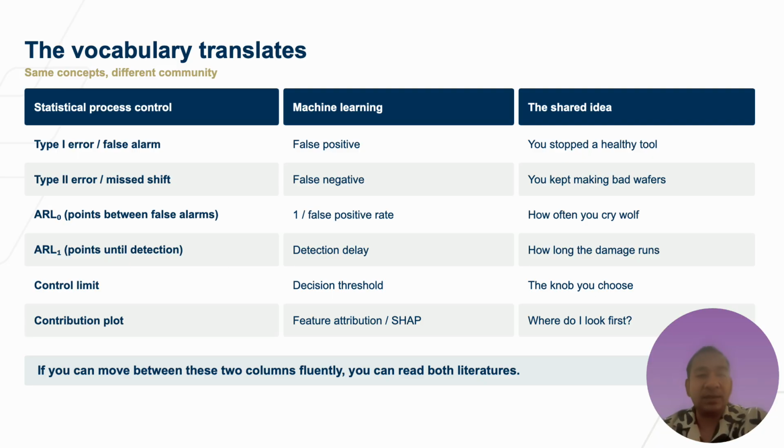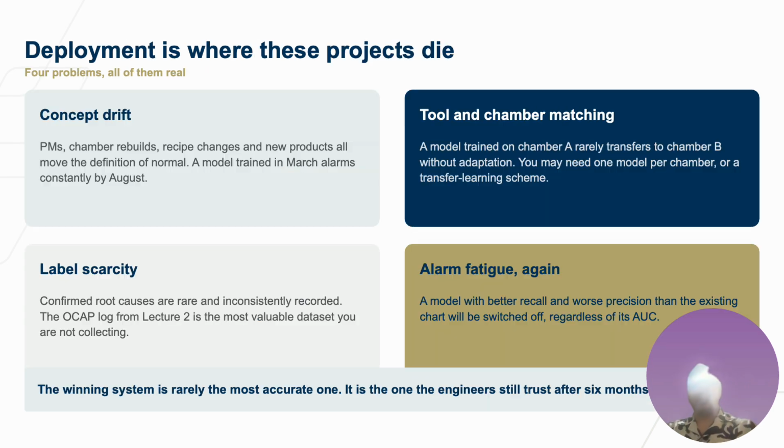I put this slide in because the two literatures barely cite each other, and you should read both. The process control literature has decades of work on detection delay and threshold economics. The anomaly detection literature has better tools for high-dimensional data. If you can move between these columns fluently, you can read both, and you will notice when a paper is reinventing something. Four problems, all real, and all of them kill projects that had good offline metrics.